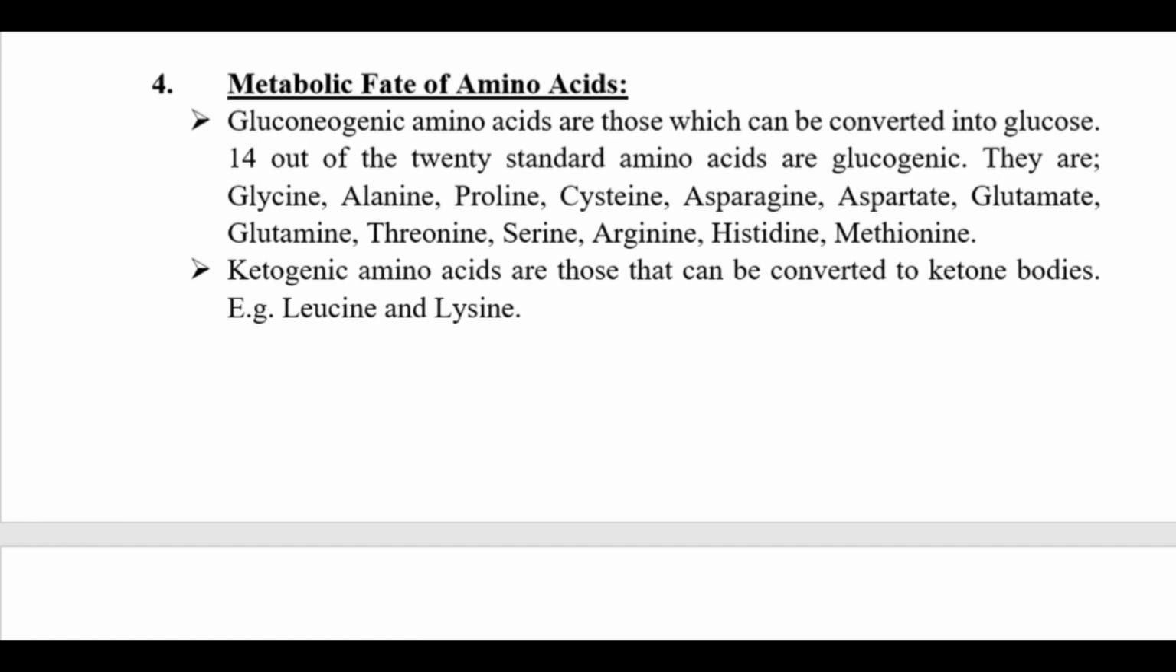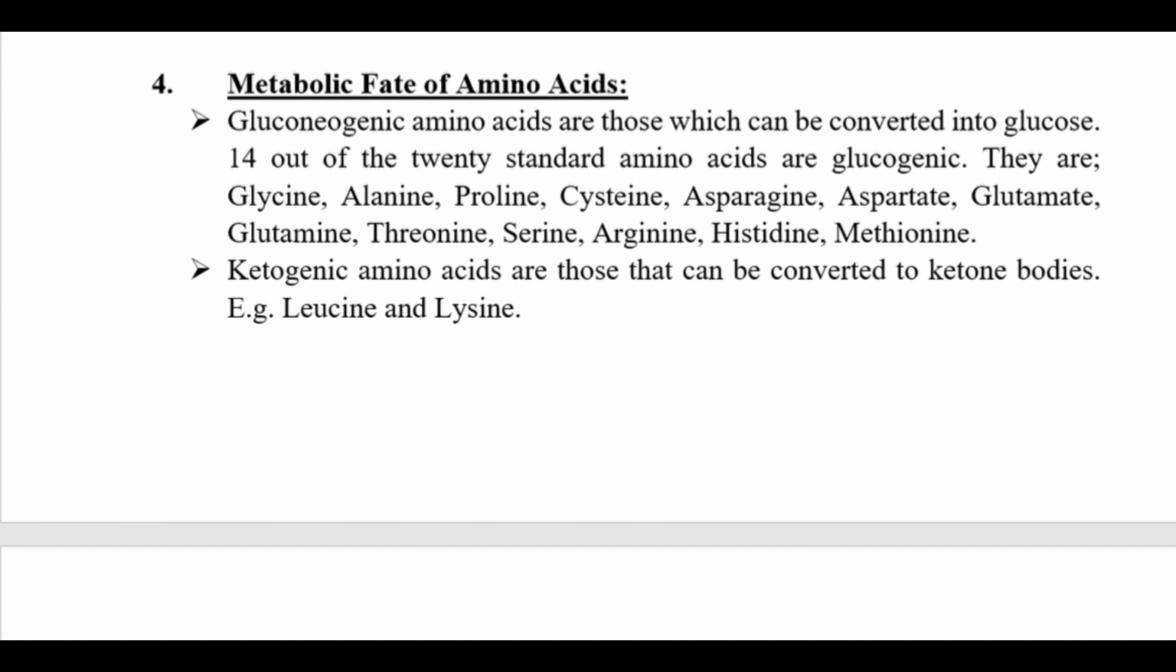Now, there are some amino acids that are both ketogenic and glucogenic, that is, they can be converted to both glucose and ketone bodies. Examples are tryptophan, isoleucine, tyrosine, and phenylalanine.